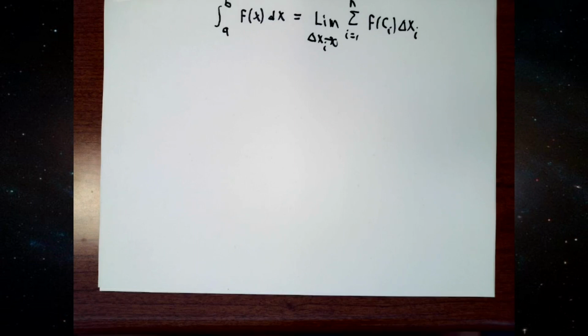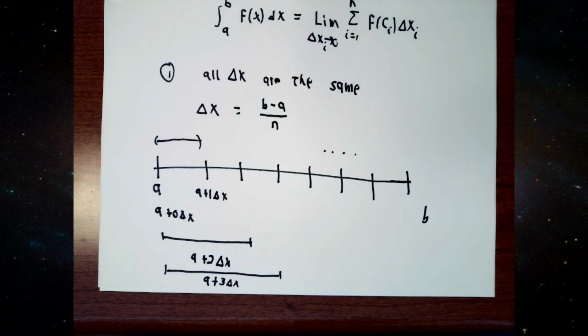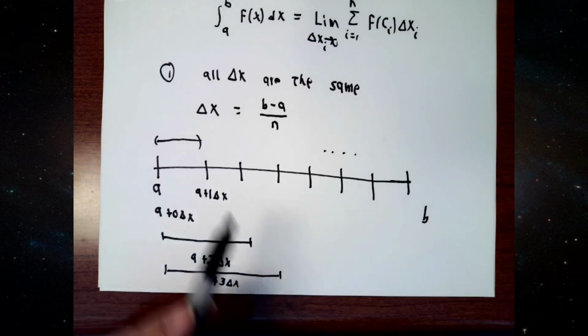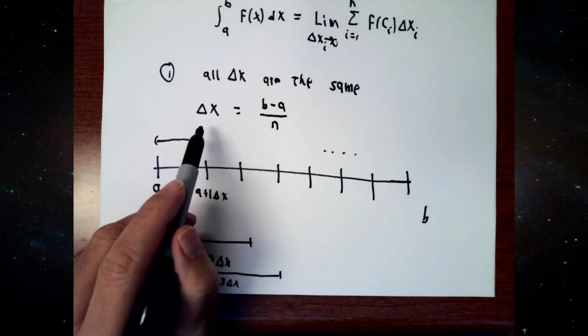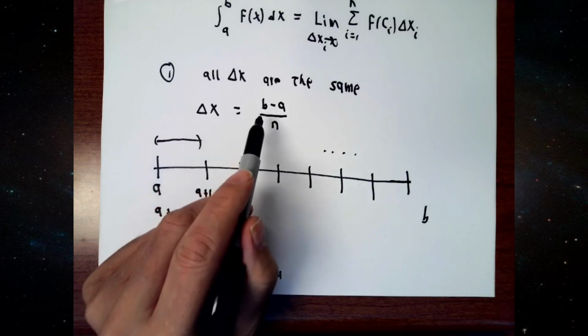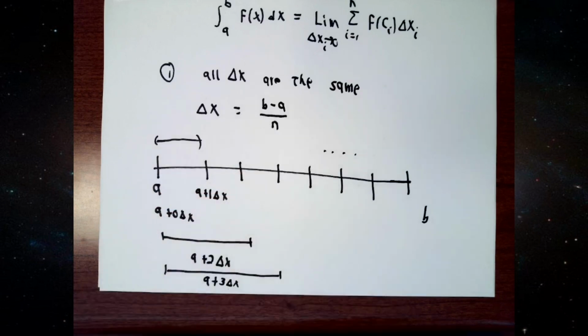I'm looking for a sample problem to do my Richardson's extrapolation method on. I'm going to cook up the simplest possible numerical integration scheme. The width of the entire interval is b minus a. If I divide that up into n equally sized pieces, the width of each piece, which I'll just call delta x, is b minus a over n.